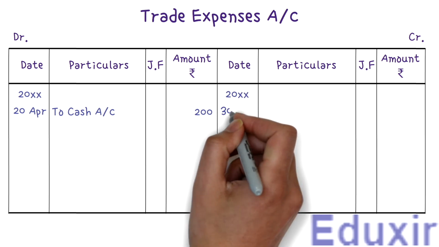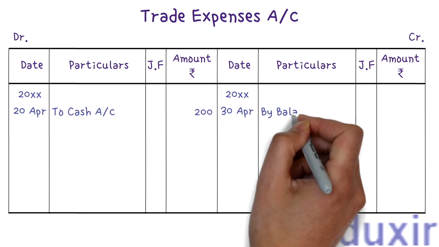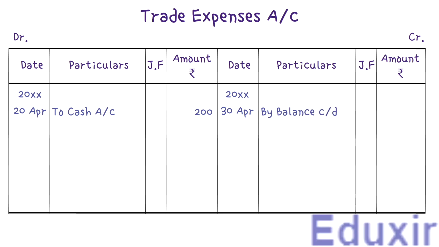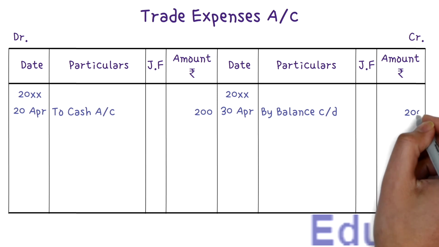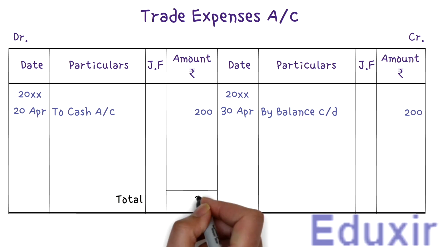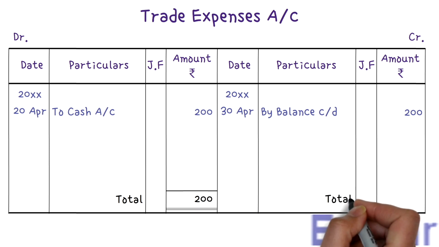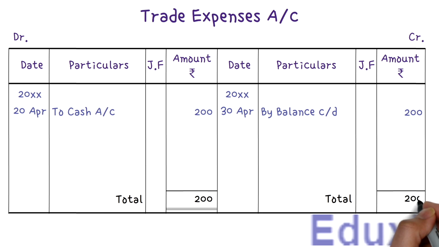us write the date as the last day of the month. Let us then write by balance carried down in the particulars column. Let us then write 200 rupees in the credit amount column. Now the total on the debit side is 200 rupees. And the total on the credit side is 200 rupees. So now trade expenses account is balanced.